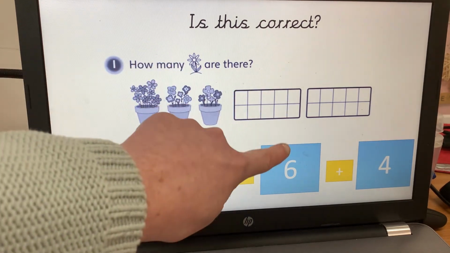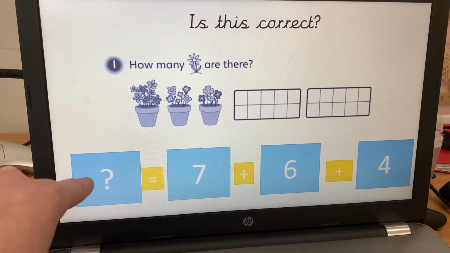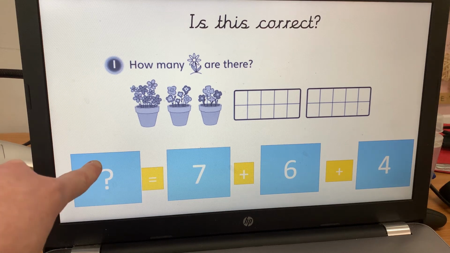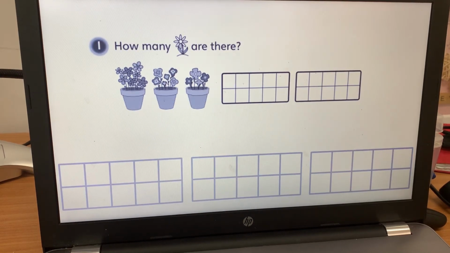So 7 add 6 add 4, we know is equal to the answer. We know that because we know 7 add 6 add 4 is 17. So if 17 was here, we know that 17 is the same as 7 add 6 add 4 because we just worked that out. Again, have a look now at how you're representing that using those 10 frames, doing it independently for each of the flower pots first, then finding that number bond to 10 and then figuring out what's left.